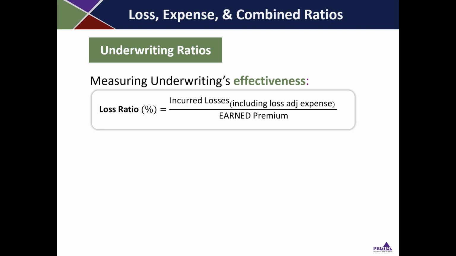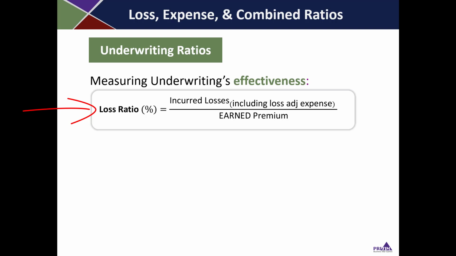The first metrics that we'll talk about are underwriting ratios that give us information about the underwriting side of the business as opposed to the investing side of the business. And here's the loss ratio. This metric shows how effectively the company is managing losses compared to the premiums that it's earned.